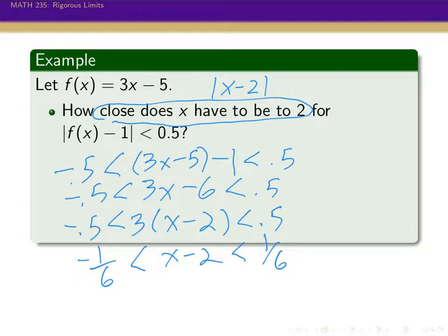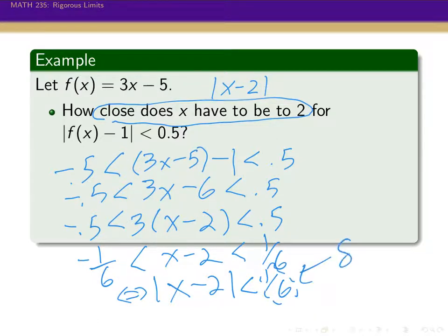Okay. And so then when x minus 2 is between a sixth and minus a sixth, then 3x minus 5 is going to be within a half of 1. Right. So we have figured out that the absolute value of x minus 2 has to be less than 1/6. This 1/6 here, that is our delta. So when the absolute value of x minus 2 is less than 1/6, then the absolute value of f of x minus 1 will be less than 1/2.